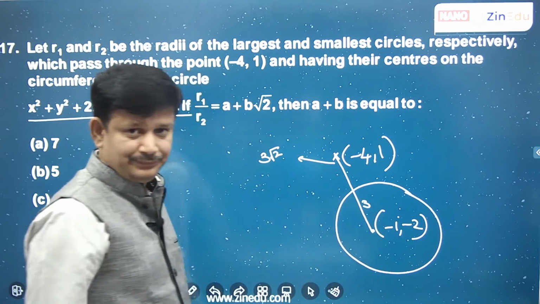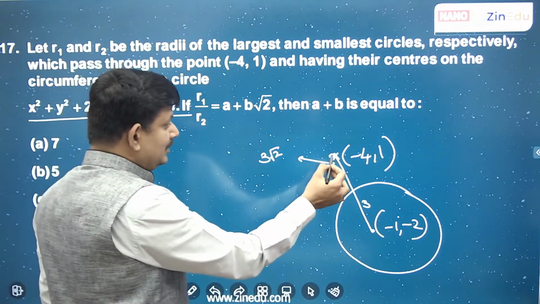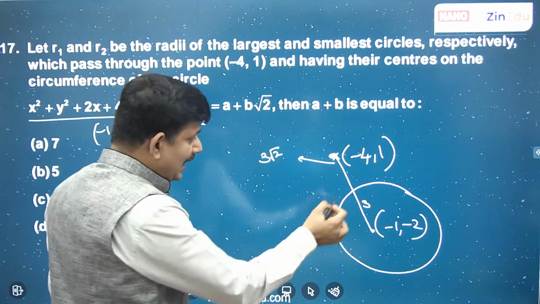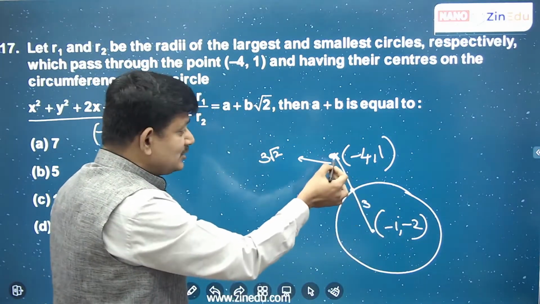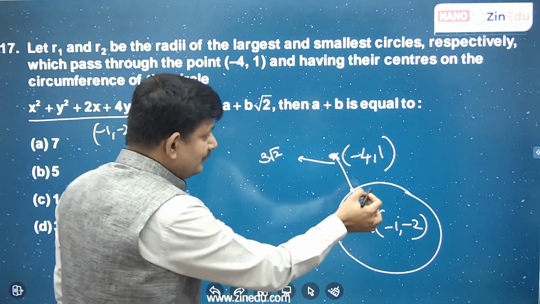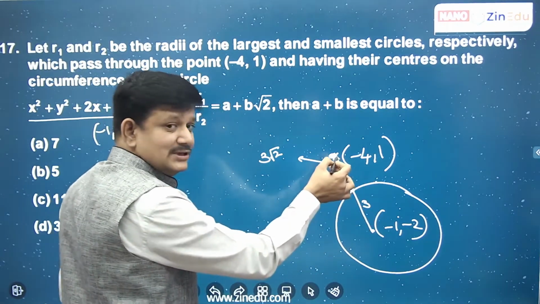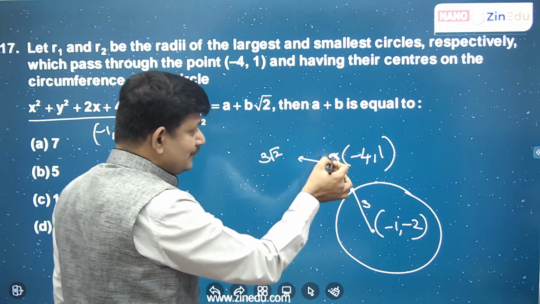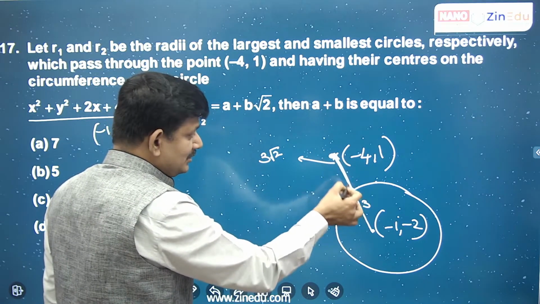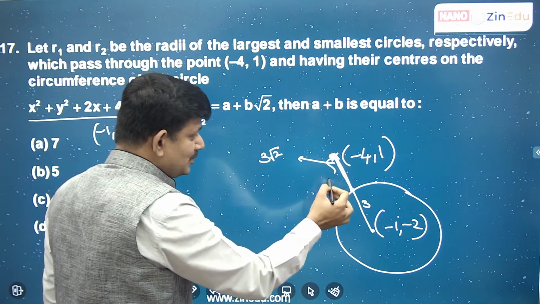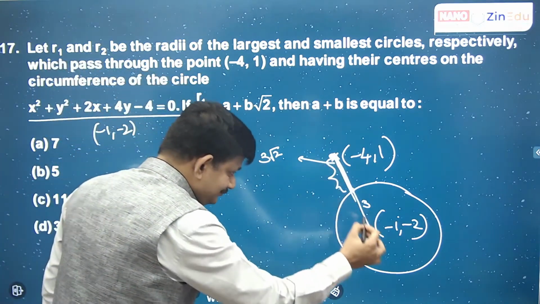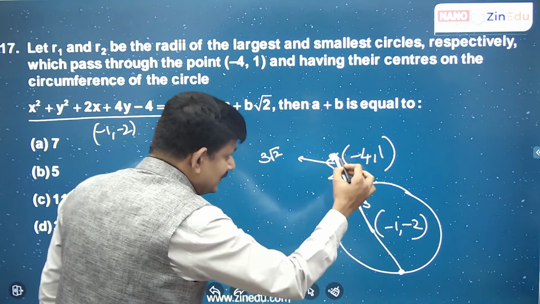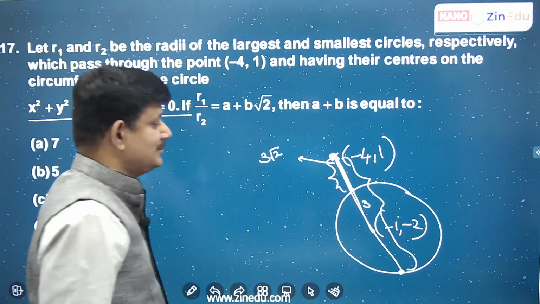3. Now I want a circle passing through this point and with its center on this circle somewhere, so that the circle is smallest and largest. If the point is here, this will be the radius of the circle. So when will the radius be smallest? This particular one. So this is the smallest radius. And which is the largest radius? The diametrically opposite one. This will be the largest radius.